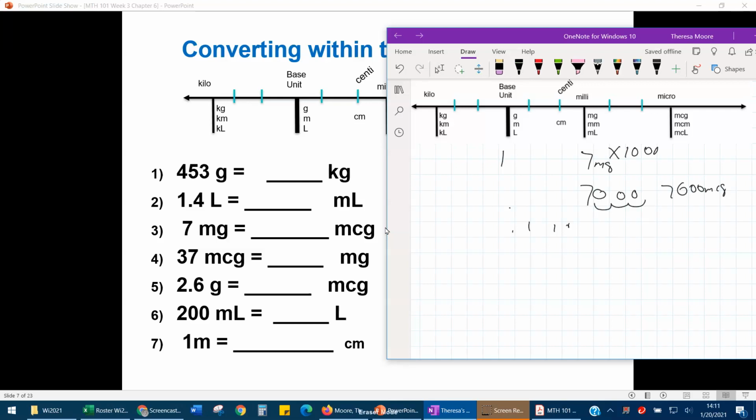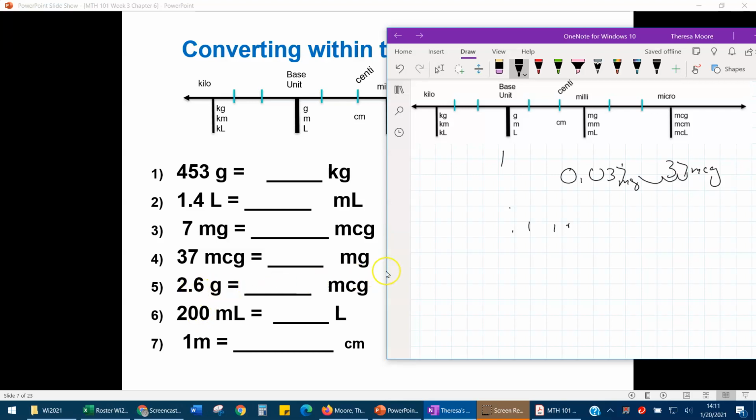37 micrograms, back to milligrams. So 37 micrograms is here. We're going back to milligrams, which is 3 places. 1, 2, 3. So that would be 0.037 milligrams.